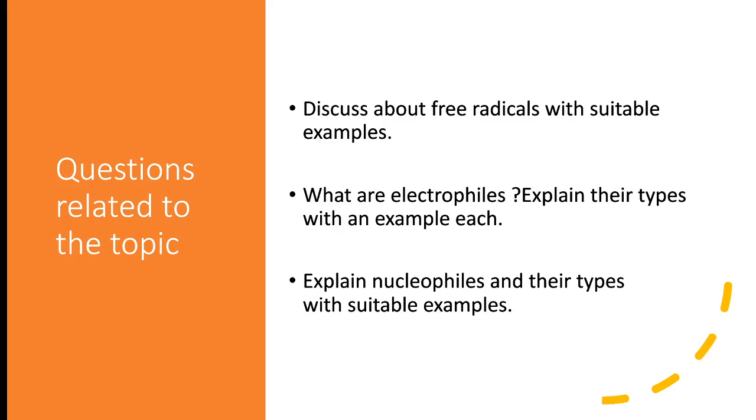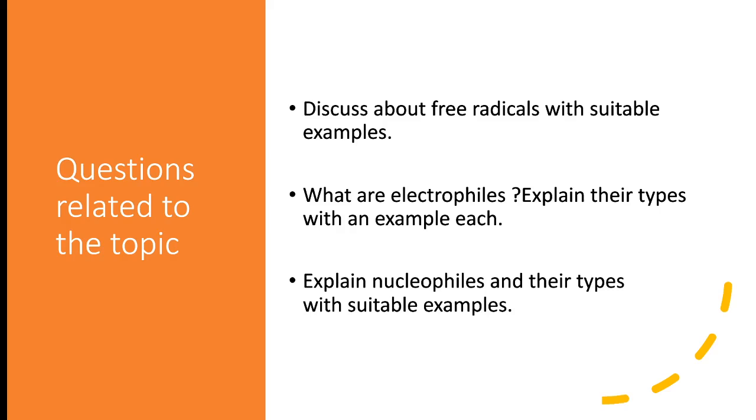The first one is: discuss the free radicals with suitable examples. So, we should write about the definition of a free radical. What is a free radical, how it is produced, how it is denoted, and what are the different types of examples we come across in free radicals, that we should discuss in the first question, which is related to the types of organic reagents.